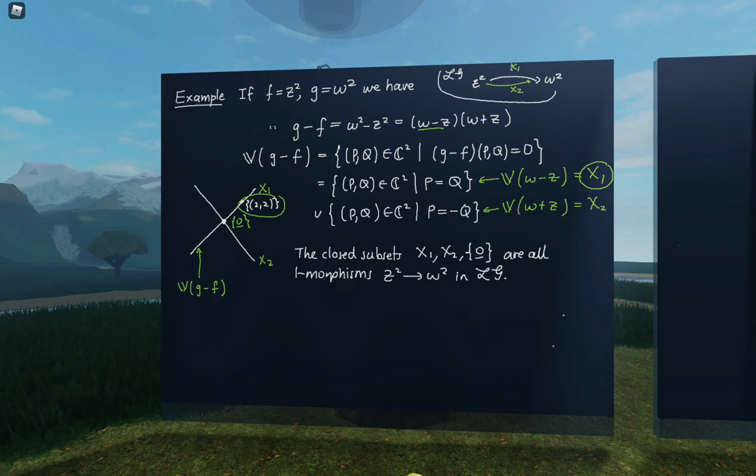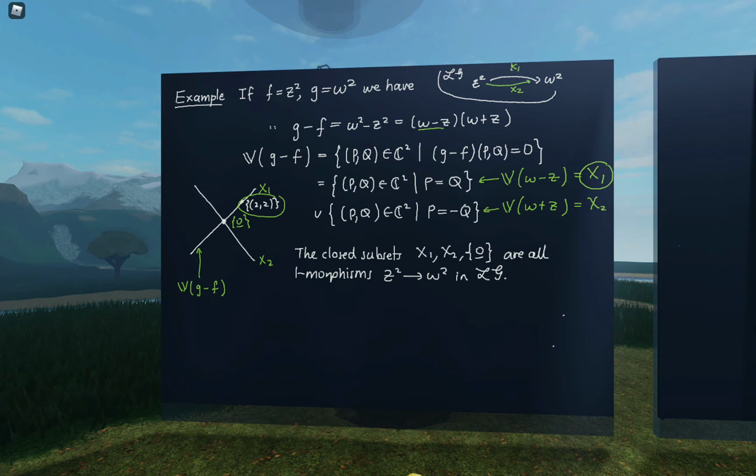Okay, so there's a few things I can say at this point. Those are examples of one morphisms in LG. Well, I guess so what, right? So you can organize, I can make this definition.